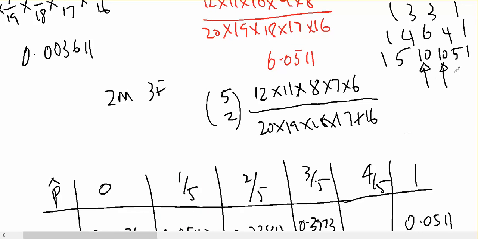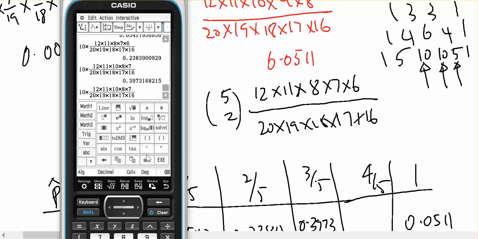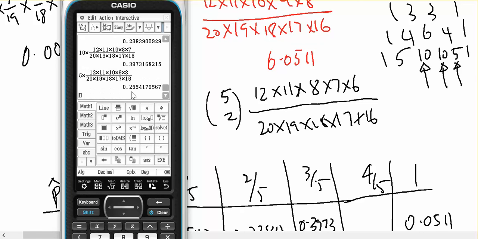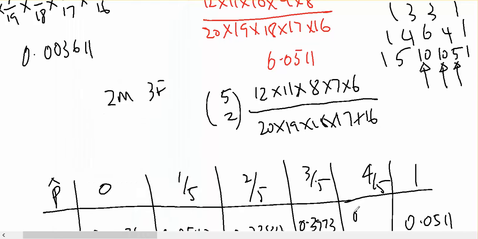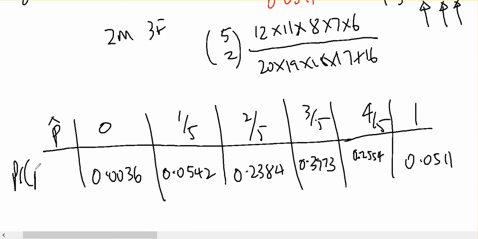And to get 4, I'm now going to go back to 5 again, but I've got 4 males. So I'll keep this one, I'll make that 5. And I'm going to get rid of one of the females, and then I'll have it times by 9. And that gives me an answer of 0.2554. And that is my probability distribution for p hat.